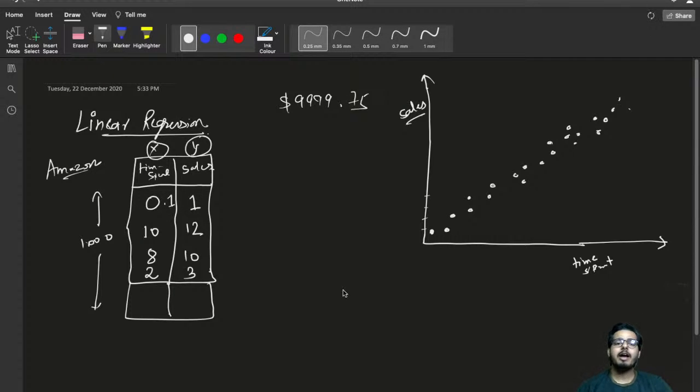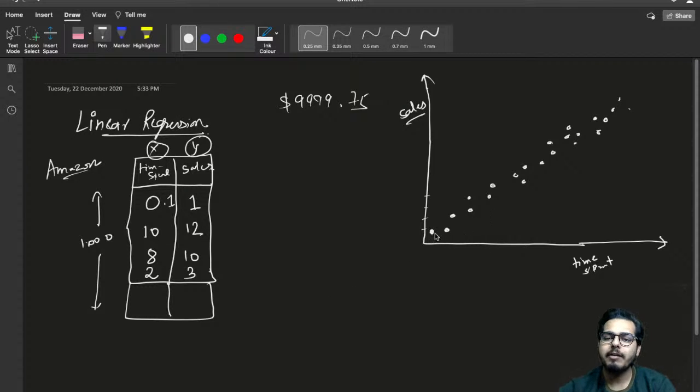Now, what is the idea or how do you want to predict sales? For example, let's suppose in the month of January, let's say the time spent by user is somewhere around maybe 7 hours or maybe 5 hours, right? So you want to predict for that value. So how will you try to predict? So basically what you need to do is linear regression.